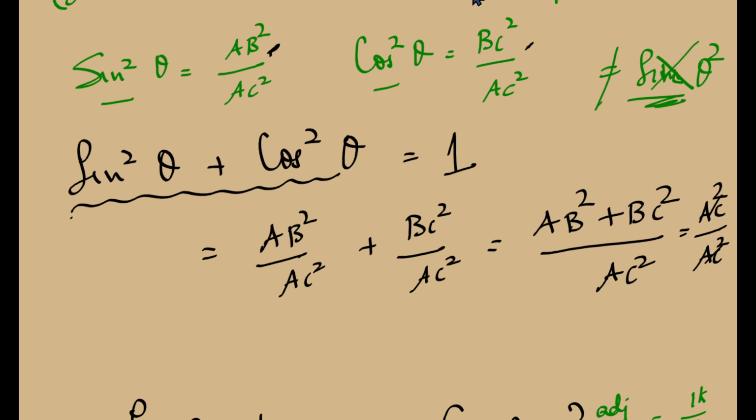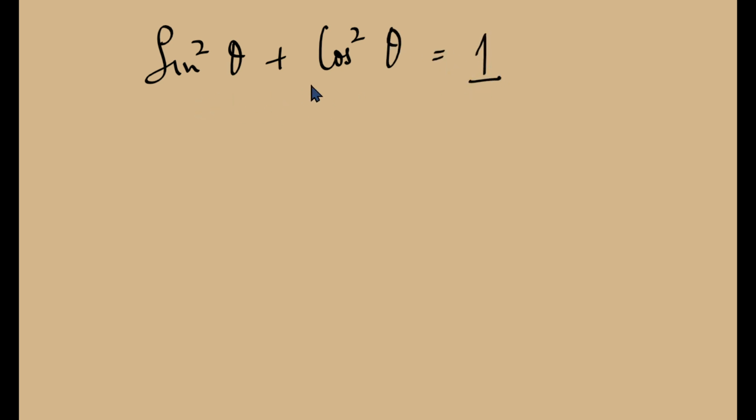So we have arrived at a relationship between sine theta and cos theta. It says that sine squared theta plus cos squared theta is equal to 1. And this holds good for all thetas. Whatever theta might be, the relationship is the same. How does this help us?